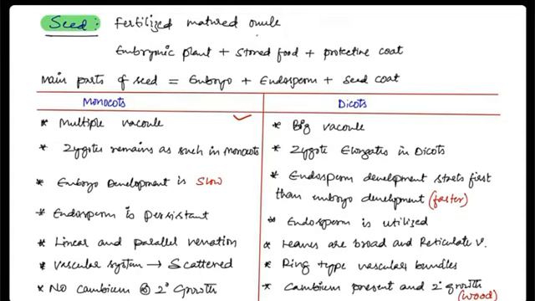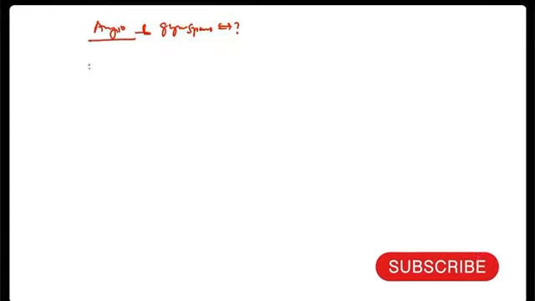So the seed is nothing but the fertilized matured ovule, which is made up of the embryonic plant, stored food, and protective seed coat. What are the important parts of the seed? It's the embryo, endosperm, and the seed coat. So can anyone tell the differences between the angiosperms and gymnosperms? First one can be double fertilization that we see specifically in angiosperms.